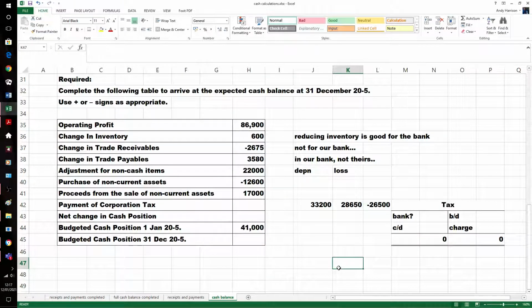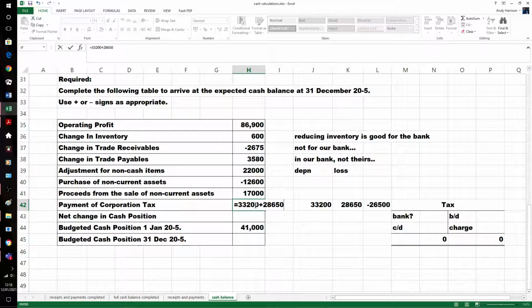26,500 at the end of the year. So owed for the current year, owed from the previous year, but we don't owe that because we're not planning to pay it, or we don't need to pay it. So if we take the 33,200, add the 28,650 minus the 26,500, we've got the right amount, but actually that's going to be a negative figure because it's a payment and it's below the operating profit line.